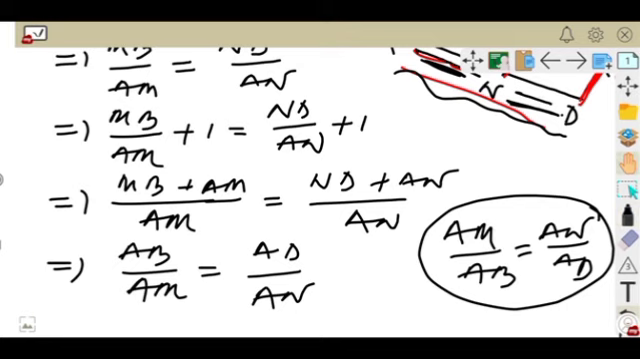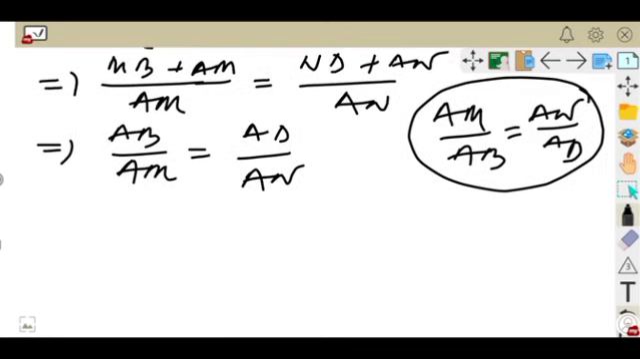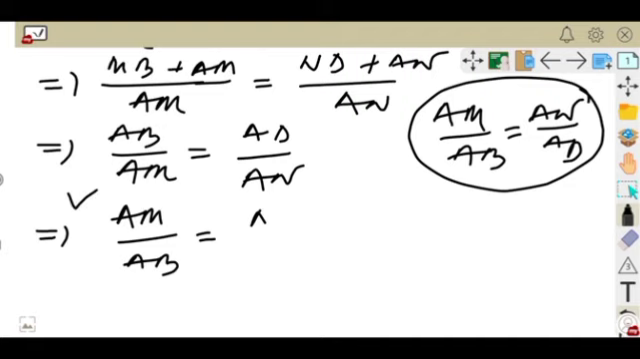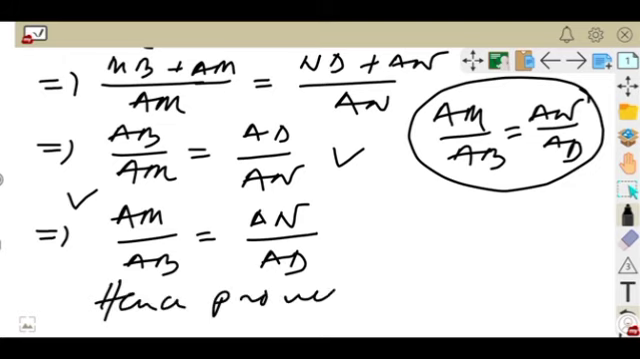Okay, let's see now. Now on the left hand side, let us write the reciprocal. So AM by AB equal to, as I write the reciprocal on the left hand side, even I need to write the reciprocal of the right hand side. That means even for the right, I need to write the reciprocal. So AN divided by AD. So hence proved.